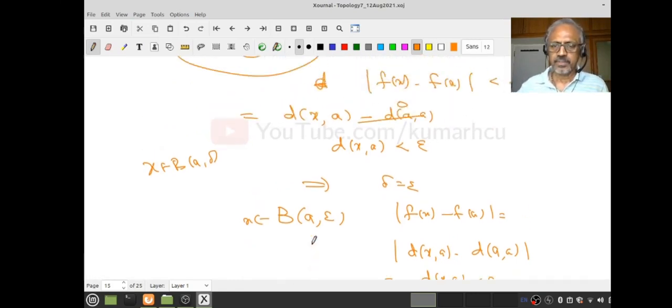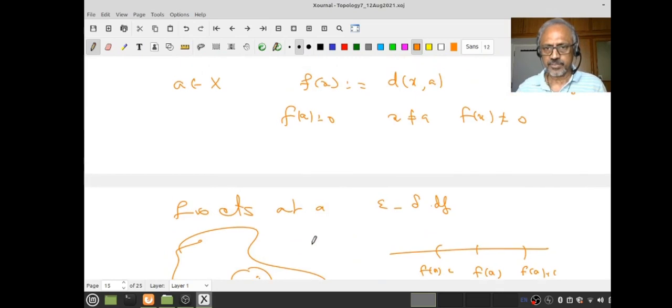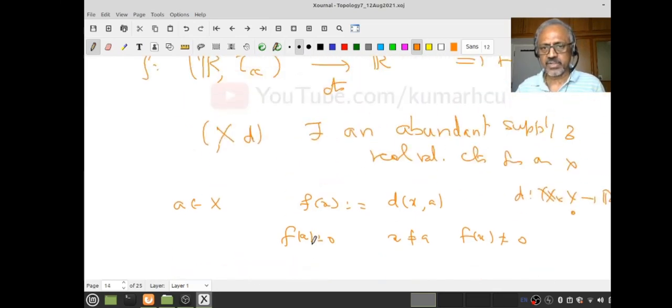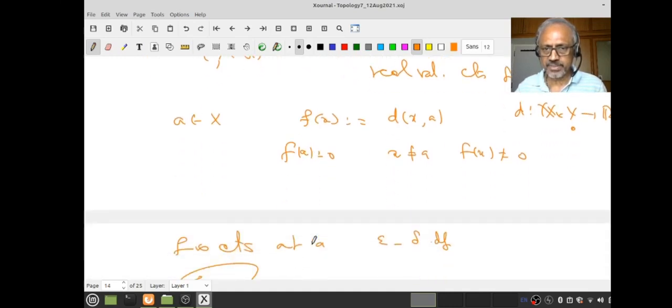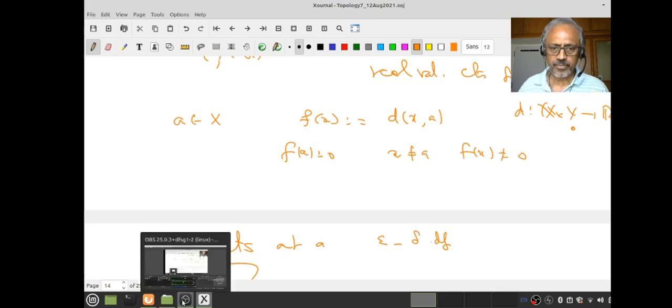So, in a general topological space, there may not exist non-constant real valued continuous functions. But on a metric space, we have a lot of real valued continuous functions. For example, let us look at this function. It is continuous, we proved it. It's not constant because f of a is 0, whereas f of x is non-zero for any x different from a. You follow that? Okay, I hope you understood all these things.